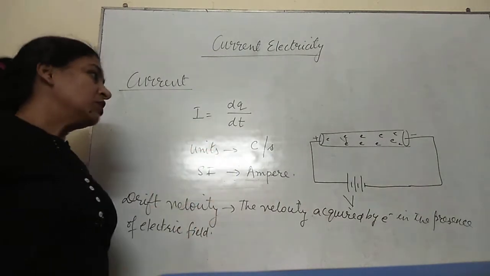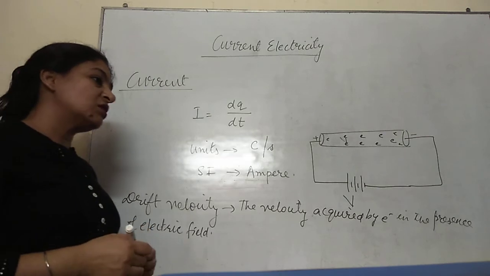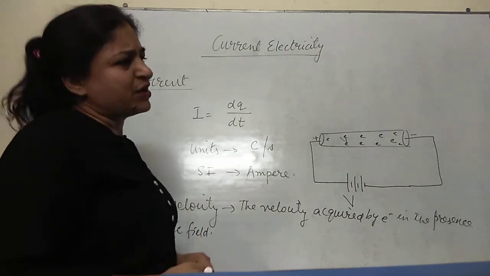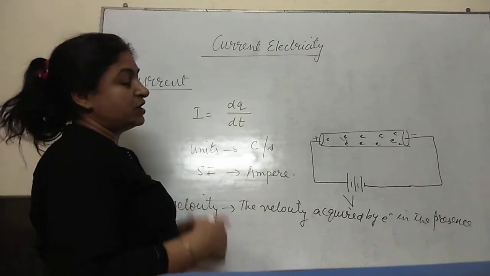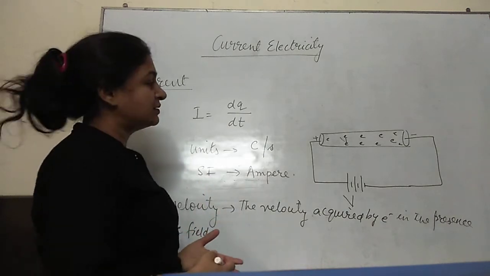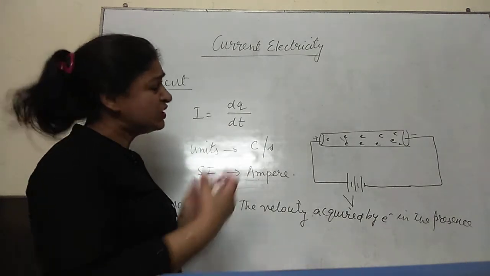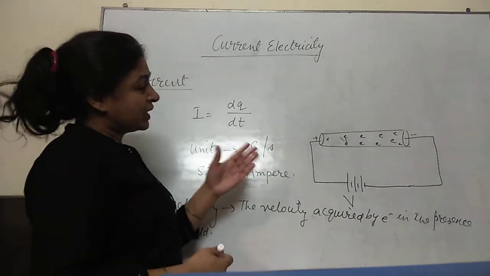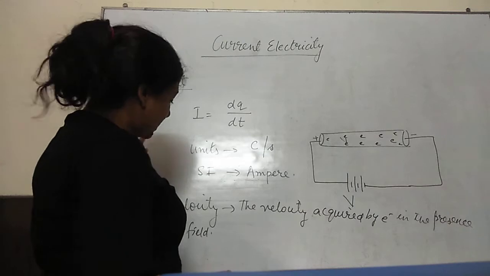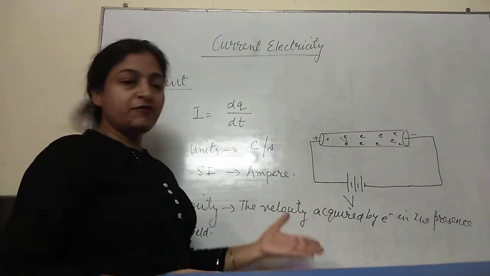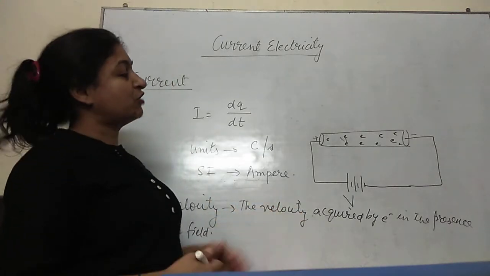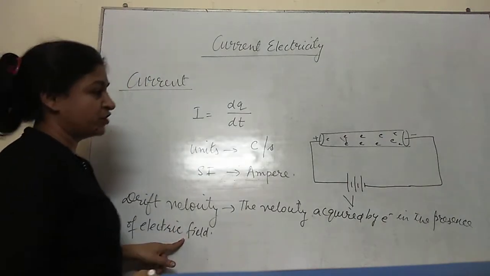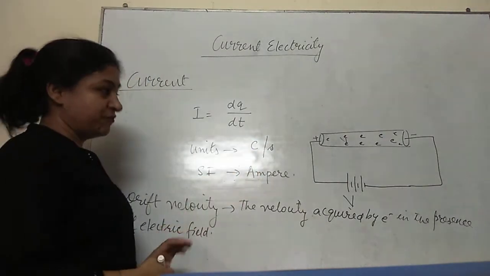Obviously free electrons must be there. If the electrons are not free in any material, they won't be able to move, they are not able to leave their atoms, and the current in that conductor would be 0 even if we have applied the potential. So this condition must be there: electrons should be free, and they should be moving with the drift velocity, which is acquired by the electrons in the presence of the electric potential or field.